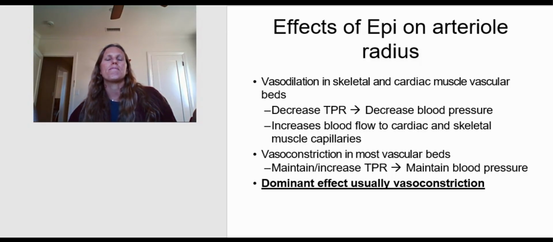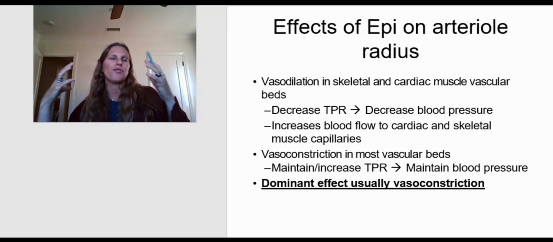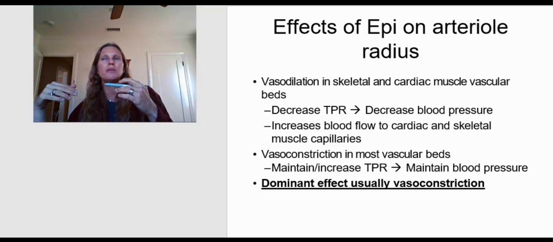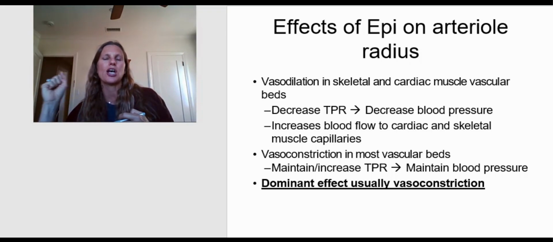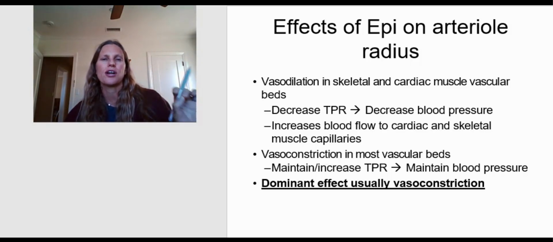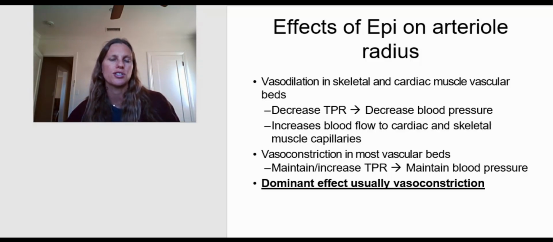So because of that, the overall effect on total peripheral resistance is either we maintain TPR or it increases. It depends on how much vasoconstriction you get. The dominant effect of epi is vasoconstriction, just like norepi. But you do see some vasodilation in certain areas with epinephrine. I lied to you a little bit. You will also see some vasodilation in certain areas with the sympathetic nervous system, but it gets way more complicated than we've really gotten into. And so I don't really necessarily think we need to do that right now.